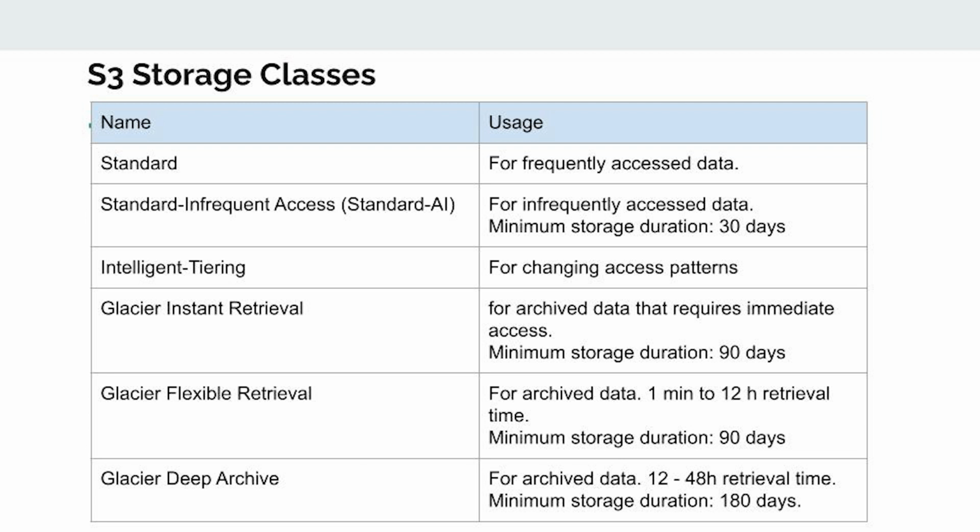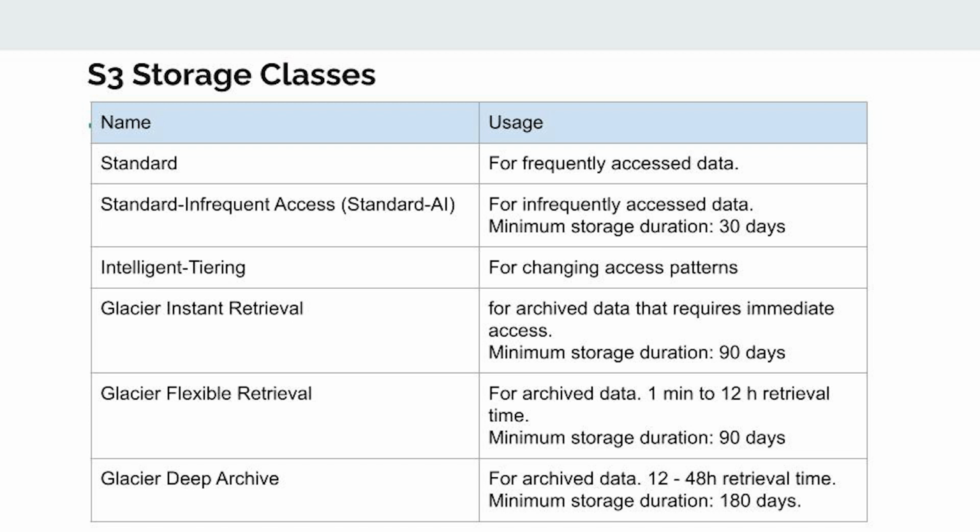Intelligent tiering class is for data with changing access patterns. S3 monitors the access patterns. If you haven't accessed an object for 30 consecutive days, S3 automatically moves it to the infrequent access tier, which is S3's standard infrequent access. If you access an object in the infrequent access tier, S3 automatically moves it to the frequent access tier, which is S3 standard. All the Glacier classes are supposed to be used for archived data.